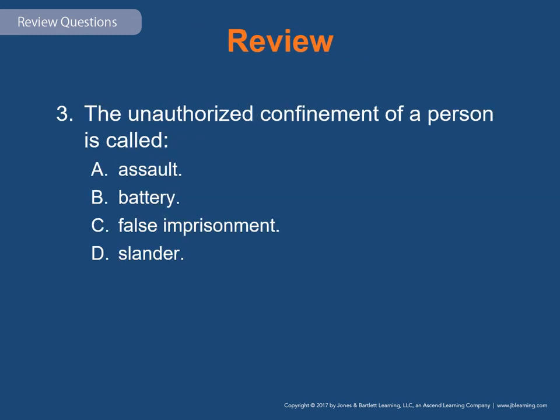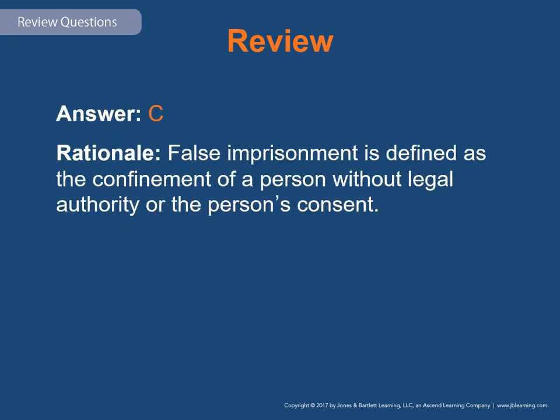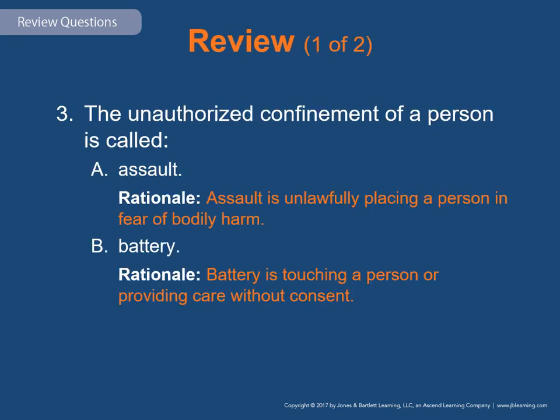Question 3. The unauthorized confinement of a person is called assault, battery, false imprisonment, or slander. I bet you can figure this one out pretty easily. The answer is C. False imprisonment is defined as the confinement of a person without legal authority or the person's consent. Let's look at the other answers and see why they're incorrect.